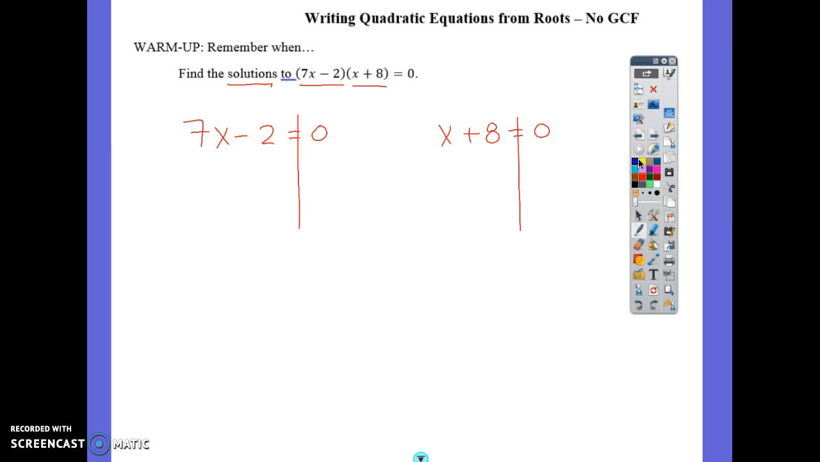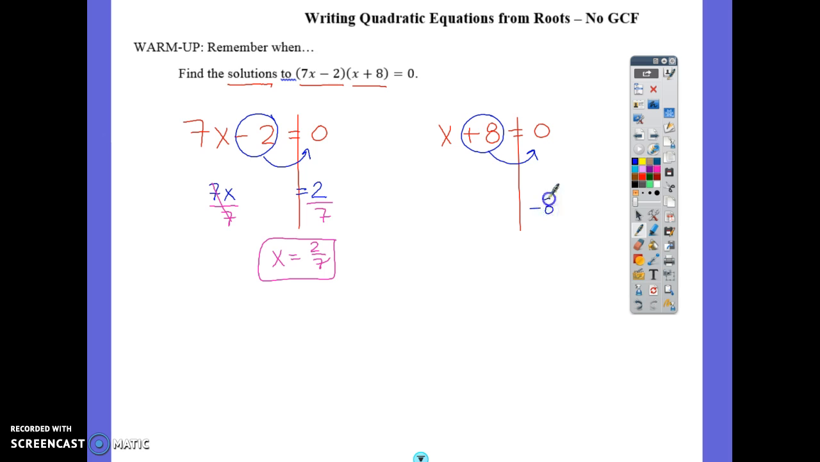Okay, so you should have moved the 2 over, changed the sign, so it becomes a positive 2 equals 7x. And then you divide by 7. So x equals 2 over 7. And then the other one, move the 8 over, change the sign, and you're done. So it's x equals negative 8.